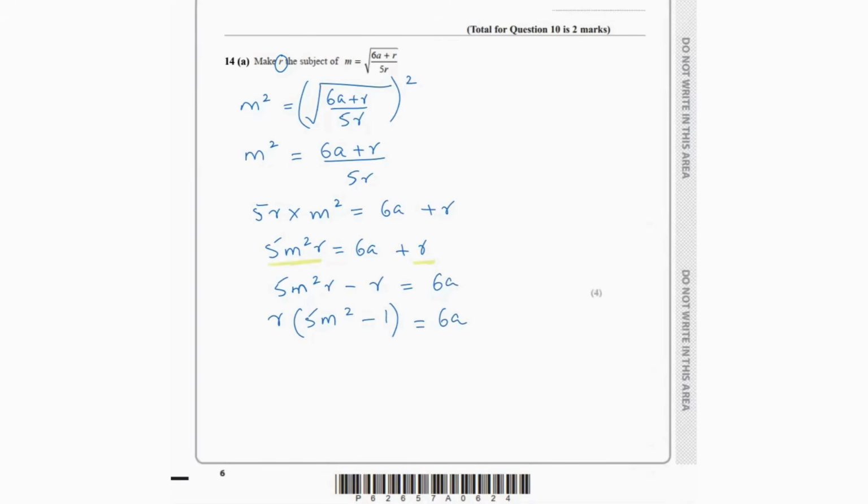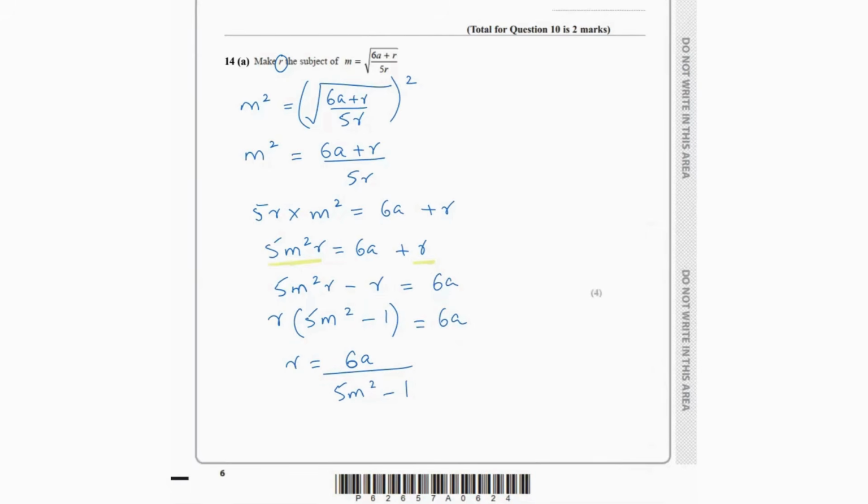Initially, r was existing twice, and now once we have manipulated this equation, we can see that r exists only once. And now to make it the subject, we're going to divide 6a by 5m square minus 1, and that is the answer. So once again, do it step by step, break it down.